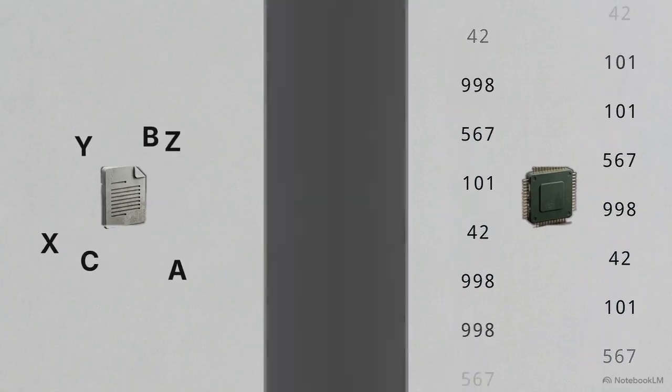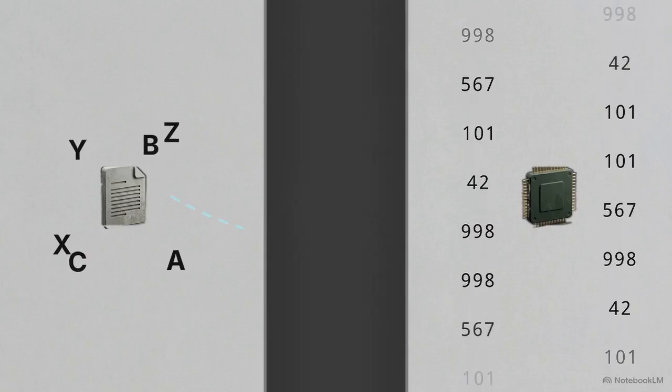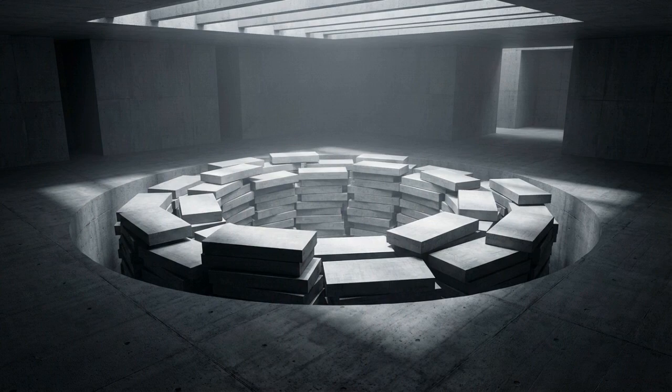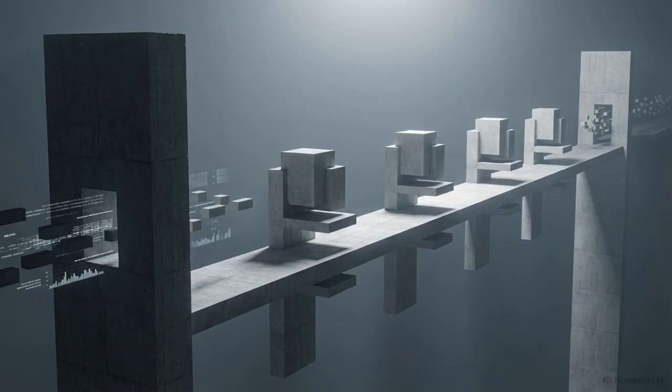To cross that gap between human language and machine mathematics, your text has to be converted. Every memory limit and API fee is measured in tokens, the essential bridge translating human language into computational data. Let's look at exactly how this translation pipeline works.